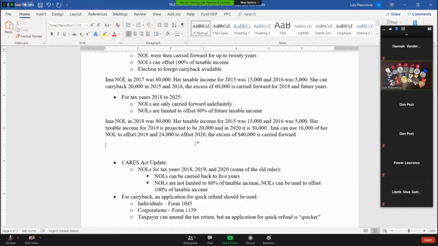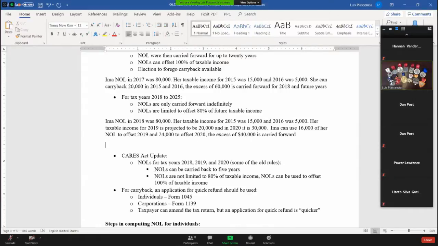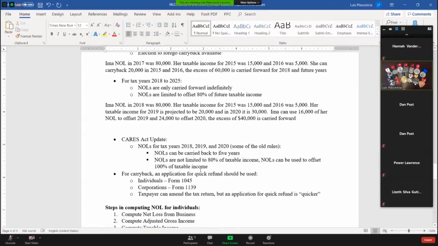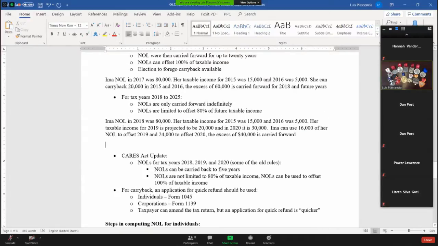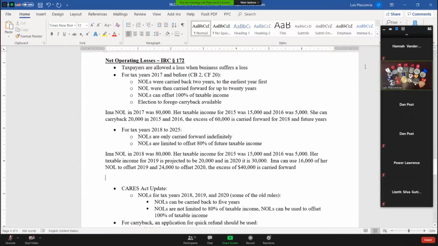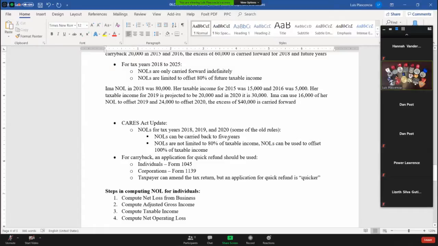Now, forget everything I just told you, because this is the CARES Act. Under the CARES Act, by the way, what I'm going to test you on is whatever I just covered right now. I do want you to be aware of the CARES Act, because it just passed in March. I won't specifically test you on this, but this is all that the CARES Act really does.